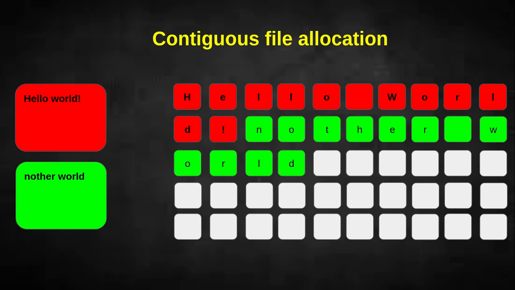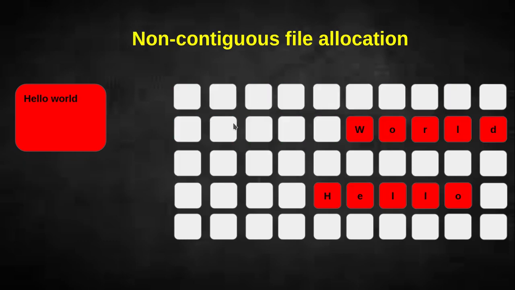The next technique, which is much better than the contiguous file allocation technique, is the non-contiguous file allocation technique. In this technique, rather than storing your files sequentially, you store them in blocks, and these blocks have a defined size, and the size in this case is 5. So each part of your data gets stored in 5 free spaces available in your system.